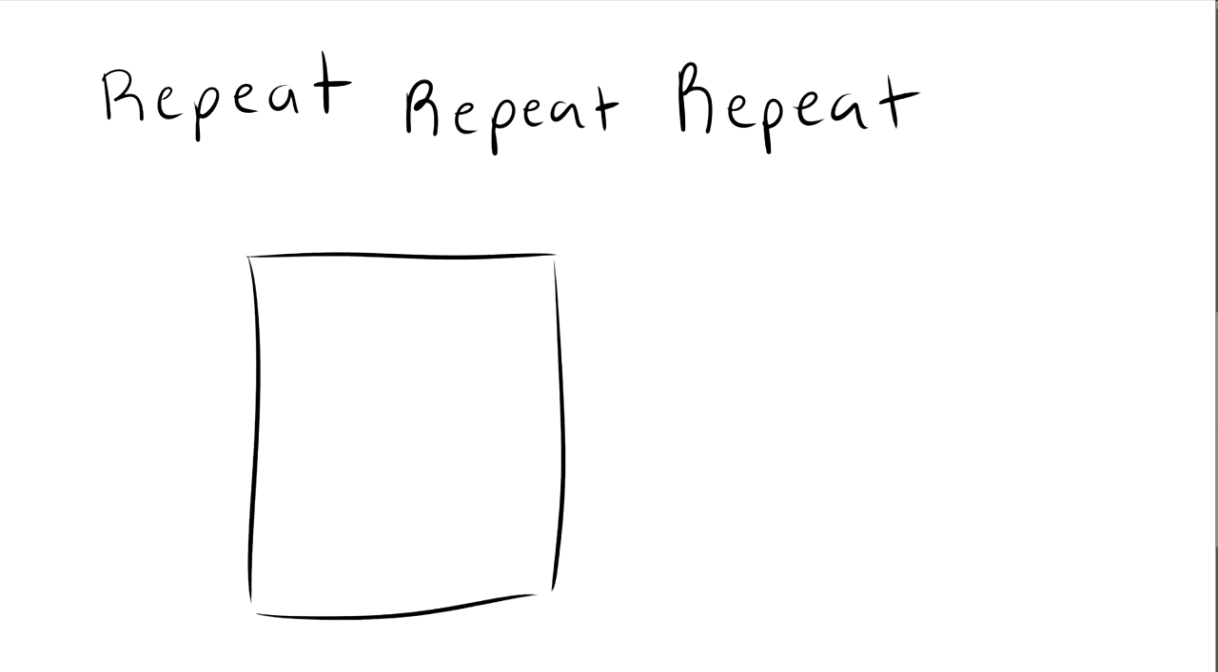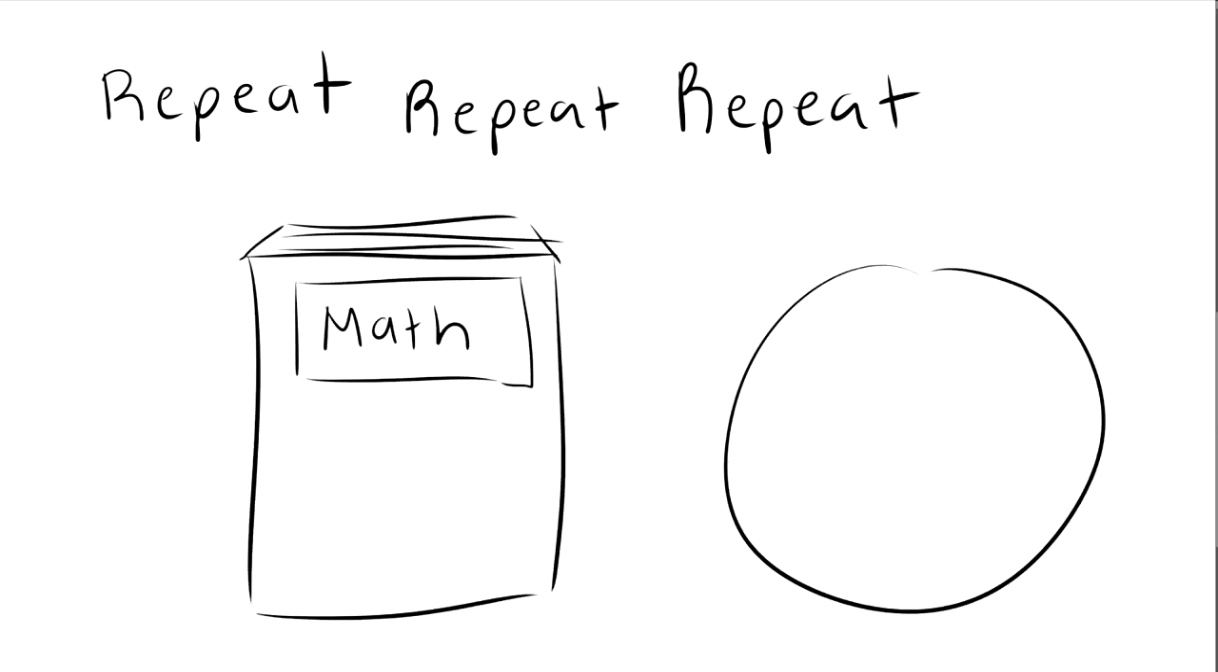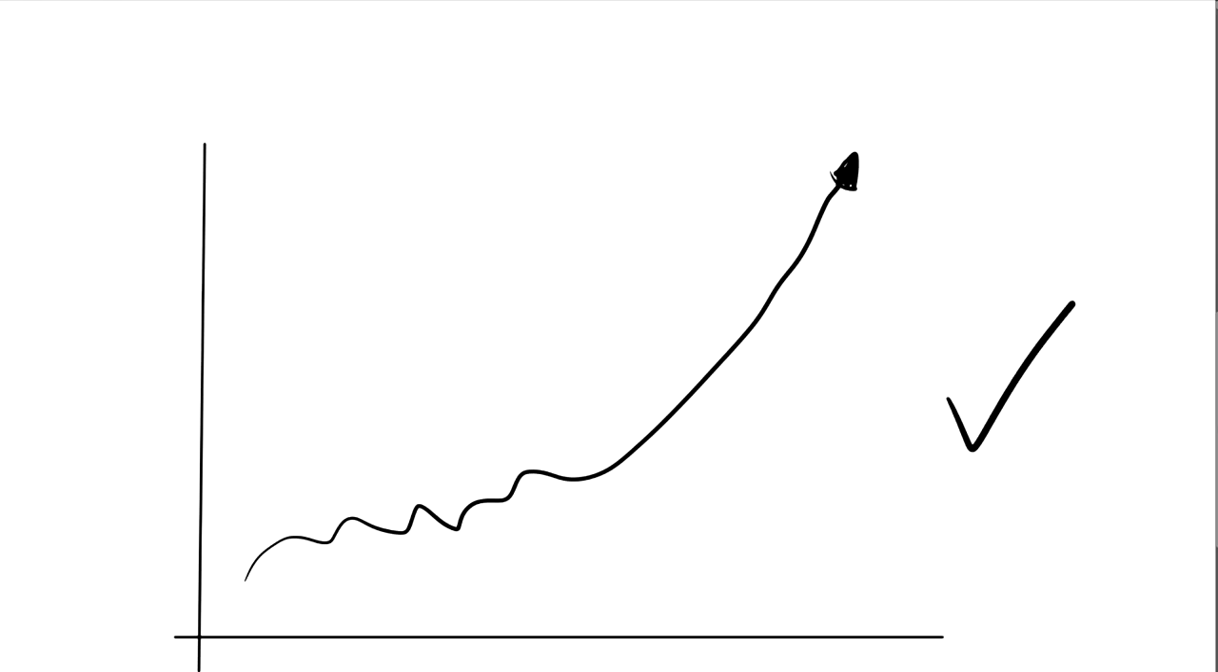Number 6, repeat, repeat, repeat. Studying a subject for a couple of 30-minute sessions is more effective than studying for one long 3-hour period. This requires a more careful distribution of your time. If done right, your productivity and focus will improve.